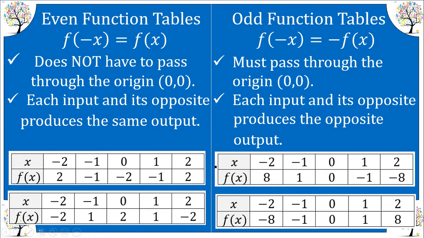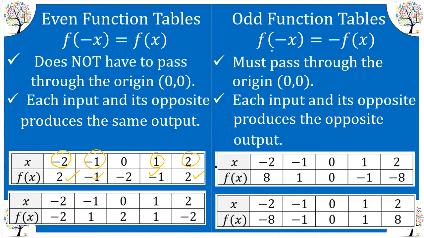Okay, let's take a quick look at some function tables. And we pretty much have been talking about all this. You can pause the video and write these down if you would like. So to be even, it does not have to pass through the origin, but each input and its opposite must produce the same output. So if we have -2 and +2, they should have the same outputs. And we can see here that these are examples.